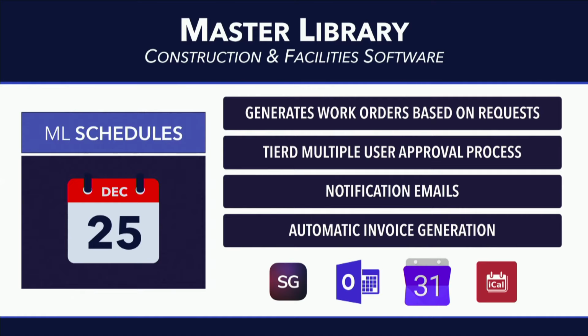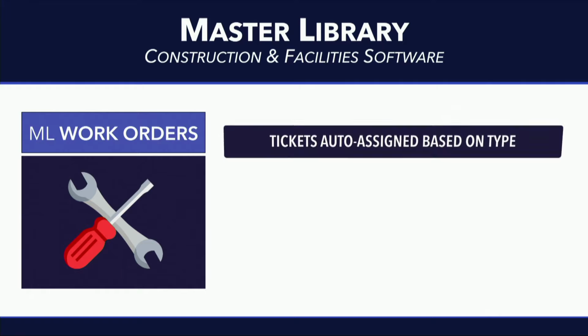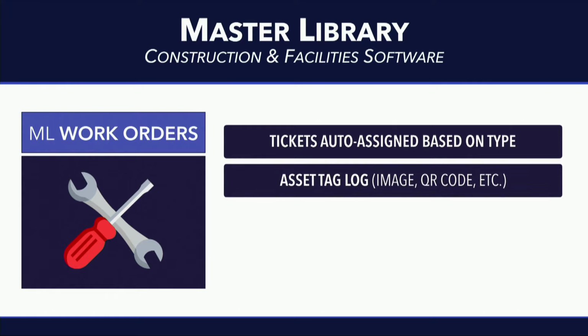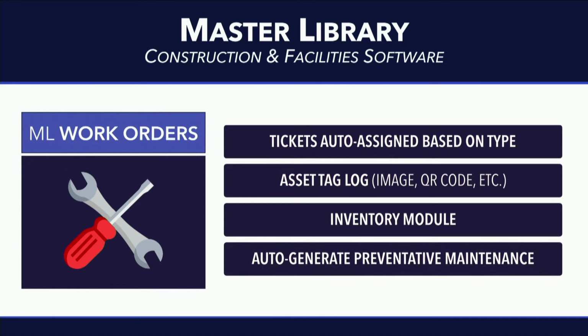Another really exciting feature of the ML Schedules module is its ability to sync with other schedulers and calendars that you may already use, including Schedule Galaxy, Office 365, Google, and the standard iCal format. So that's ML Schedules. The second module from Master Library is called ML Work Orders, and as you'd expect, this allows users to generate standard work order tickets. The application has the ability to auto-assign tickets to users based on the type of request that comes in. So for example, standard maintenance requests can be separated from technology work orders and assigned to the appropriate staff members.